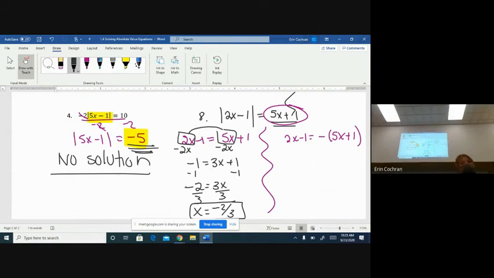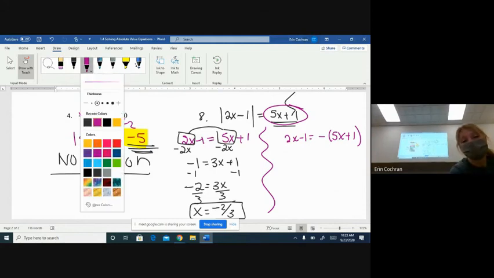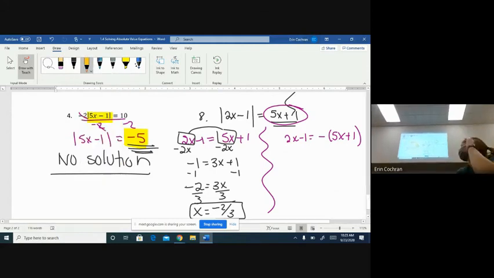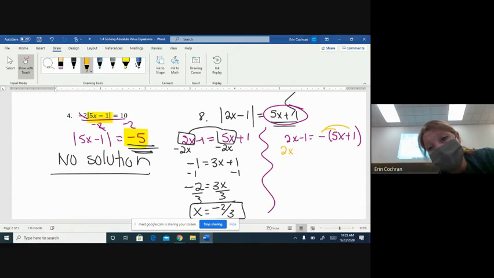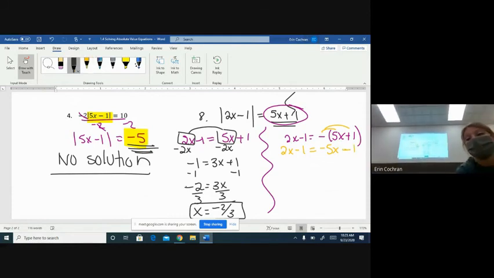Now, okay, we'll do the other side, and then there's one thing we have to do with this one. So what's my next step here? What would be my first step in the other equation? Distribute. So we have 2x minus 1 equals, what's a negative times a positive 5x? Negative 5x. What's a negative times a positive 1? Negative 1.